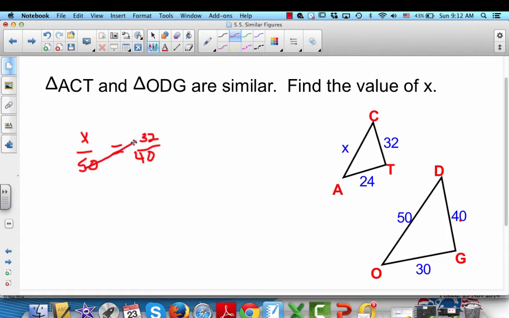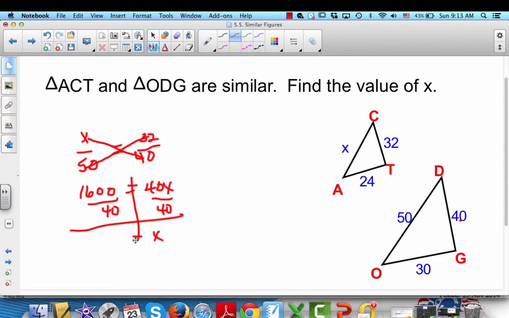So now 50 times 32 gives us 1600. X times 40 gives us 40x. Divide by 40 on both sides, and that gives us x equals 40. So x is equal to 40. And that's how you find the missing side.